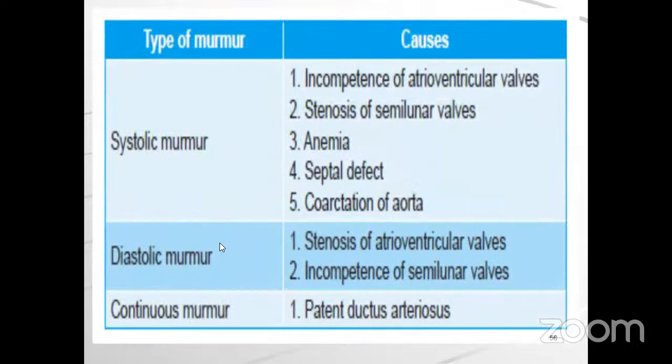Systolic murmurs are seen in incompetence of the atrioventricular valve, stenosis of the semilunar valve, anemia, septal defect, and coarctation of the aorta. Diastolic murmurs are seen in stenosis of the AV valve and incompetence of the semilunar valve. Continuous murmurs are seen in patent ductus arteriosus.